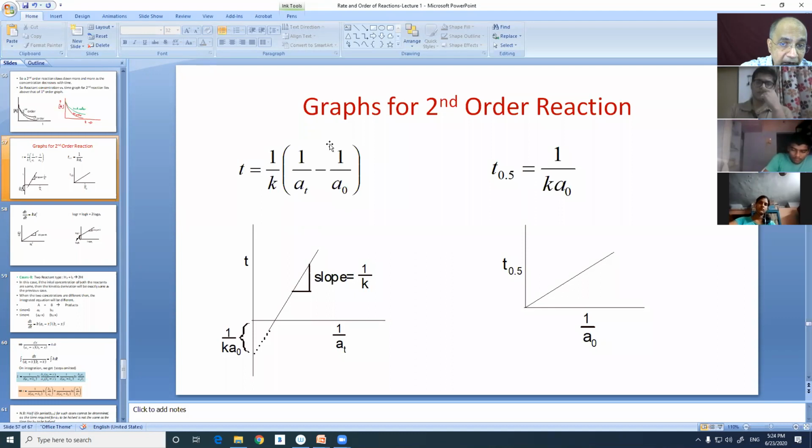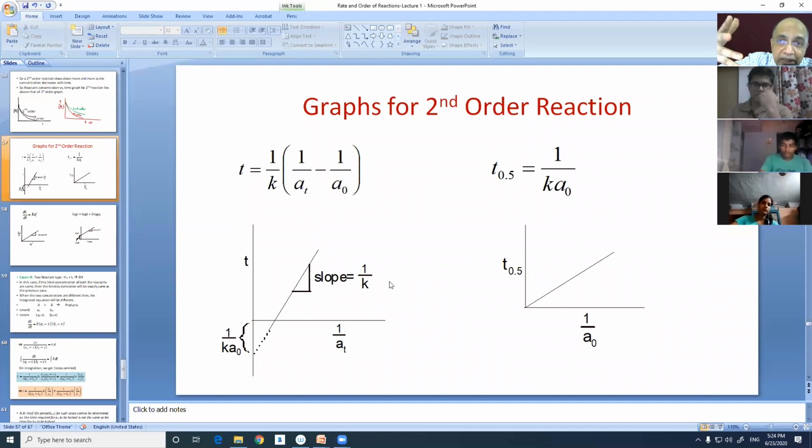So if you take 1 by At as the x coordinate, it will have a positive slope, but the intercept is negative, because here the constant term has a minus sign. So minus 1 by kA0 will be the negative intercept on the y-axis, and the slope will be equal to 1 by k. So this will be the graph of t versus 1 by At.